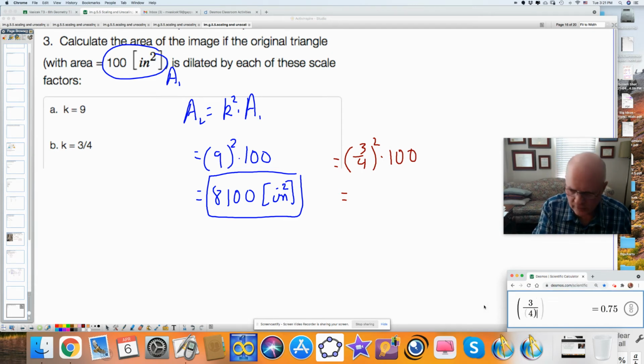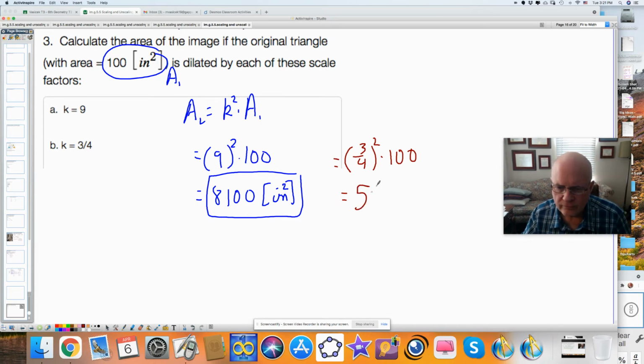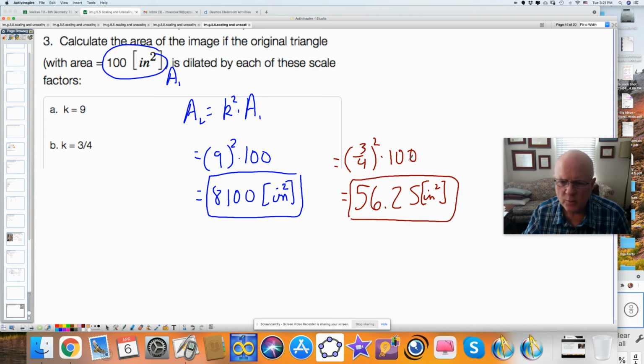So I have 3 over 4, parentheses, squared. I have to do a right arrow times 100. And I get 56.25. And that makes sense. This is going to be inches squared again, units in brackets. And the reason it's going to be small, it's smaller than 100.